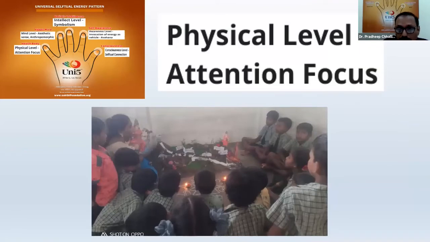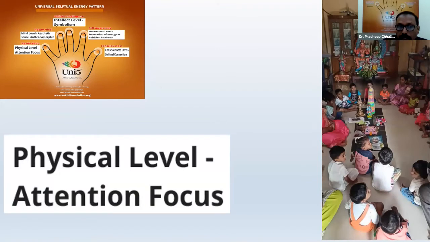Now I'm showing again, in the Unify model, the whole research presentation. From the body level, the physical level, what do we see? You see that the children are having more attention. They are more focused in the class. And here also you can see that this was for ages 7 to 14.